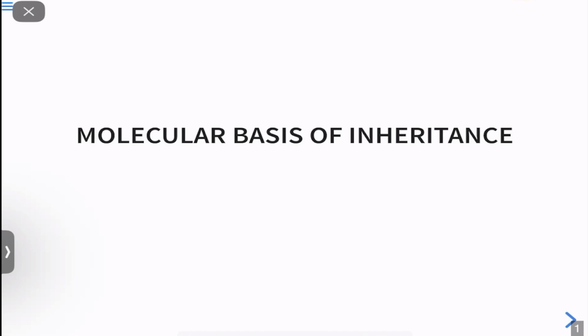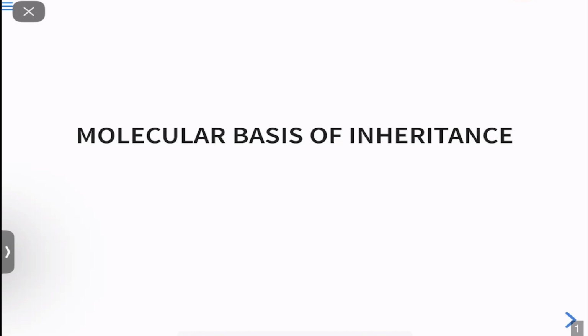Today we are going to solve some questions from the chapter Molecular Basis of Inheritance. This chapter is a part of your class 12th biology, and it's very important because many students find a lot of difficulties in this chapter. They find it to be difficult as a chapter, but if you know the concept, this chapter is not that difficult. You will be able to solve most of the questions.